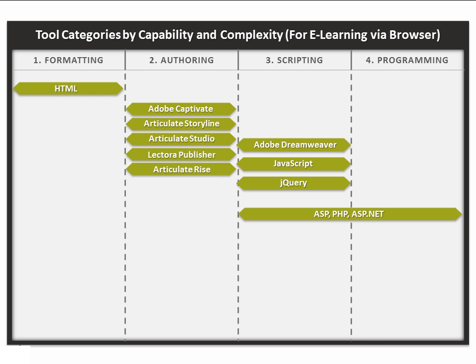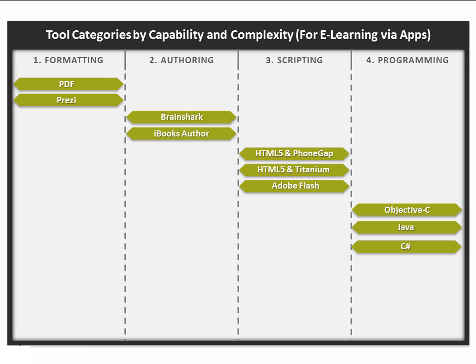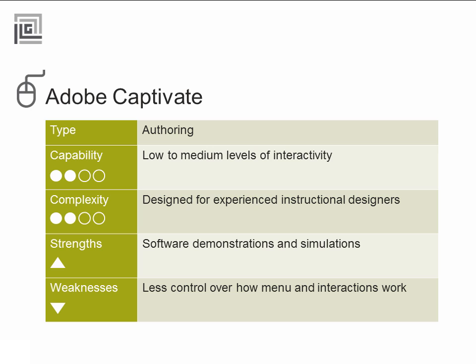So this chart focuses on tools that are for e-learning delivered via the browser. And if you would type in the chat if you're using any of these tools. All right, so I'm seeing Captivate and Storyline and Articulate, many of the things I'd expect to see. That's great. So let's look at some of the pros and cons of some of these tools in particular.